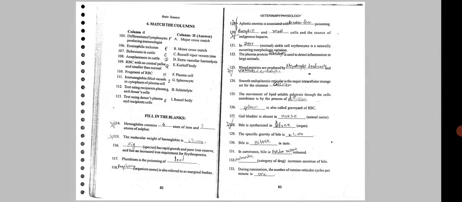Choleretics are the drugs that increase the secretion of bile in carnivores. Bile is golden yellow colored. Bile is bitter in taste. The specific gravity of bile is 1. Bile is synthesized in the liver. Gallbladder is absent in horse.